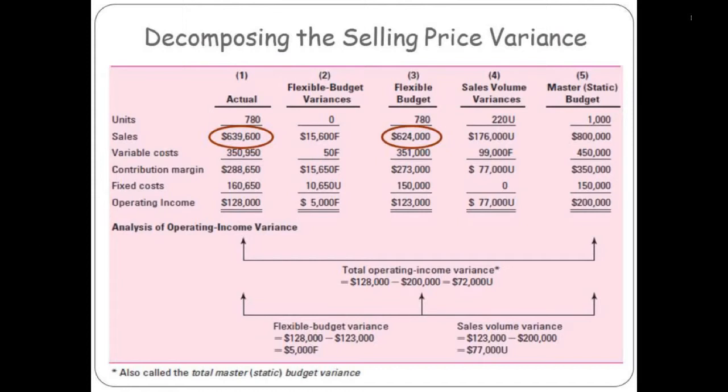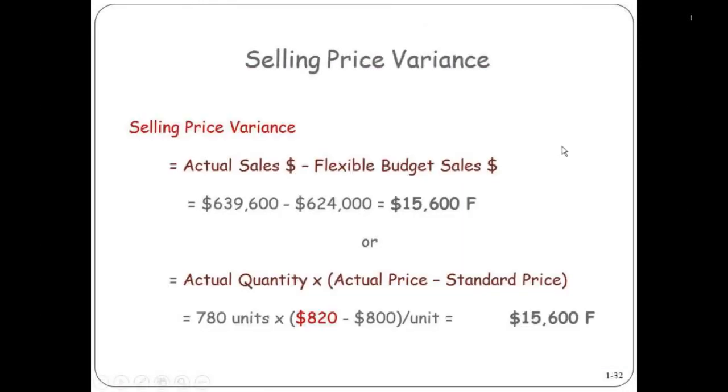This is why you do a variance analysis, to try to understand causes. So that's what we just said. The selling price variance was 15,600 favorable.